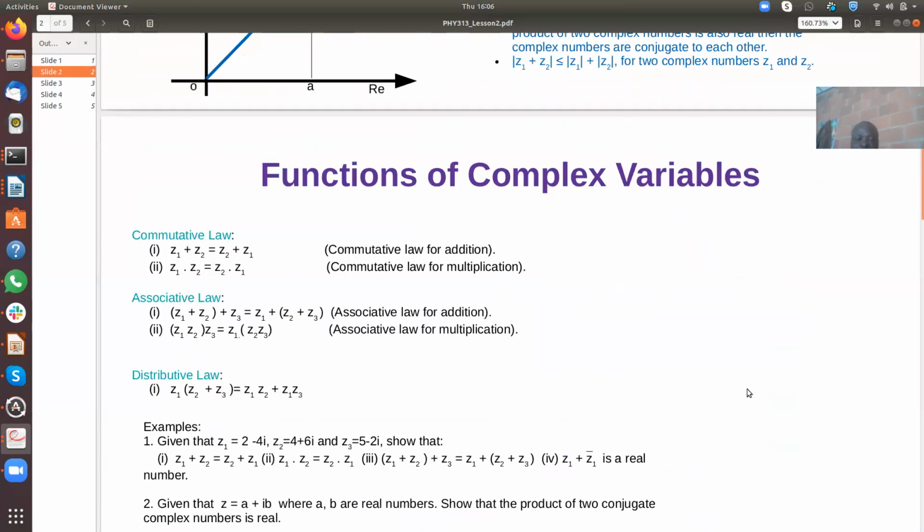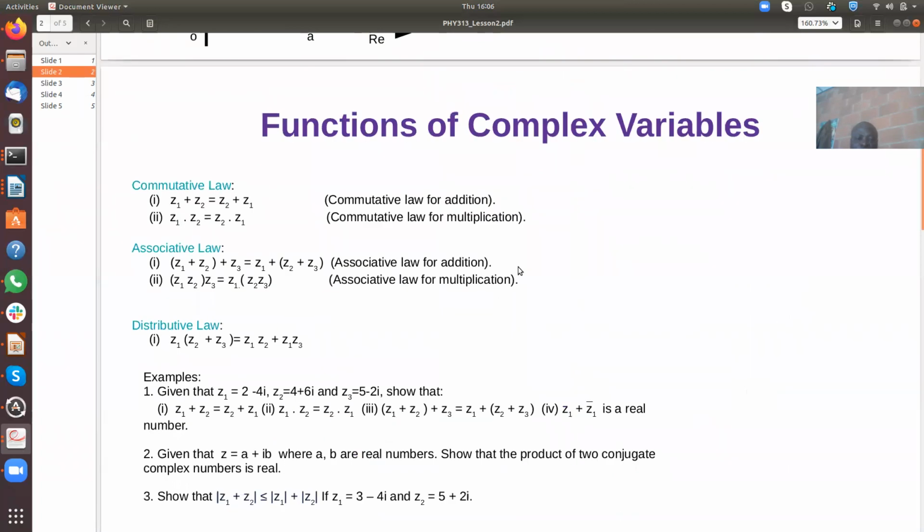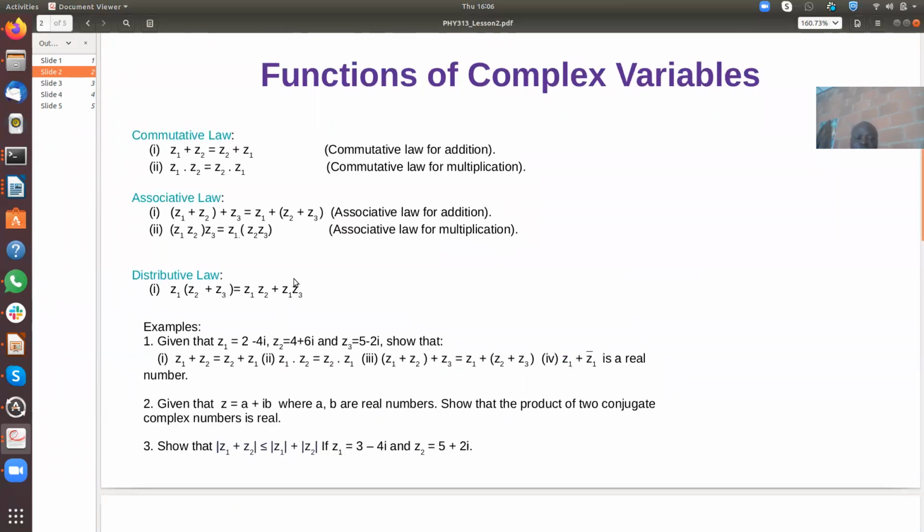So these are the laws: the commutative law, the multiplicative law, and the associative law, which has both addition and multiplication. We also have the distributive law. Then I gave this example last week. I don't know if there is anybody in the house that has tried to check and solve this problem last week so that we look at it together.